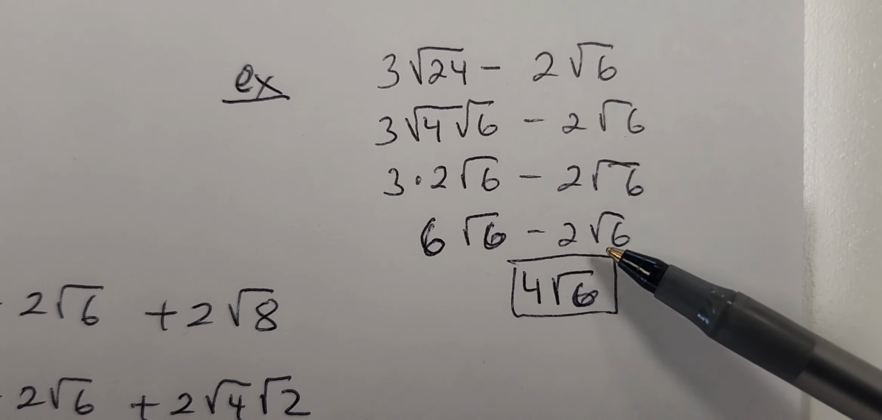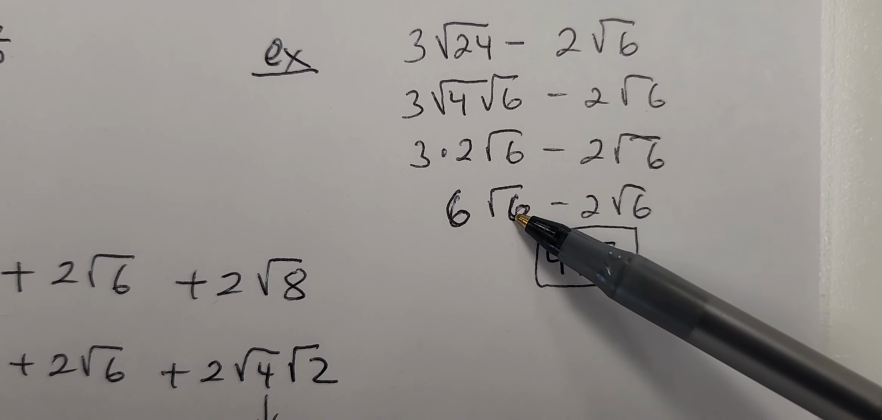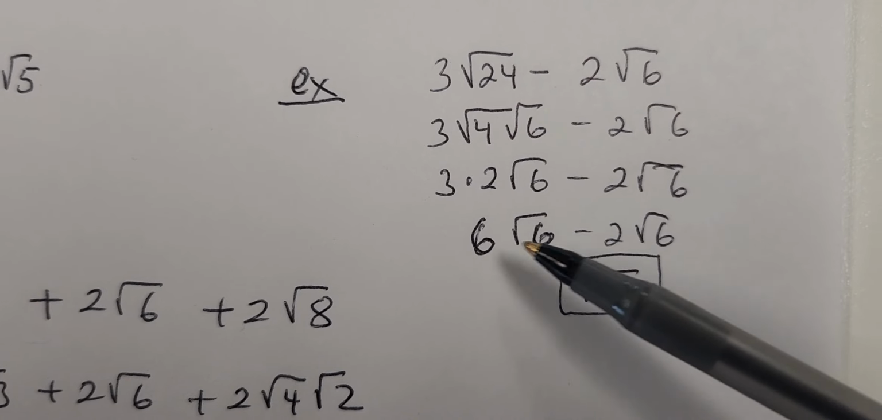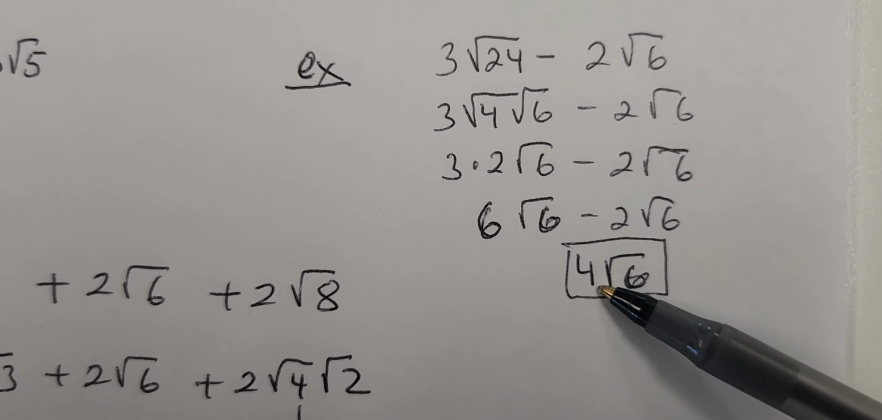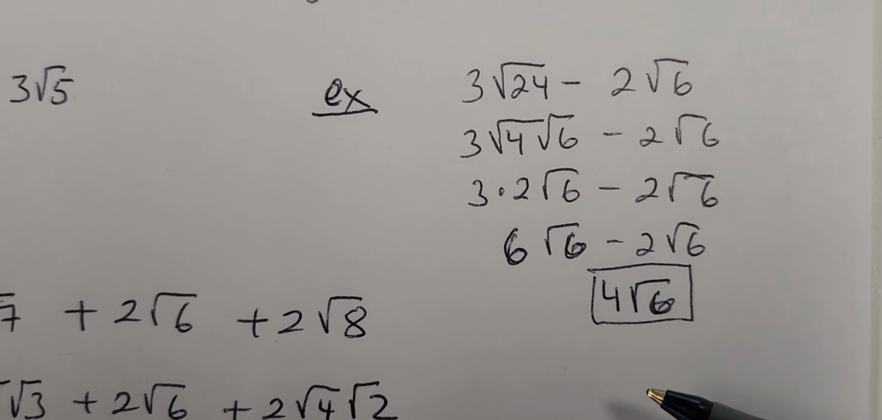Now they are the same radical, so we add or subtract. Again, you can only add or subtract if they have the same radical. So 6 subtract 2 gives me 4 radical 6, and there's nothing else to do here, so we're done with that.